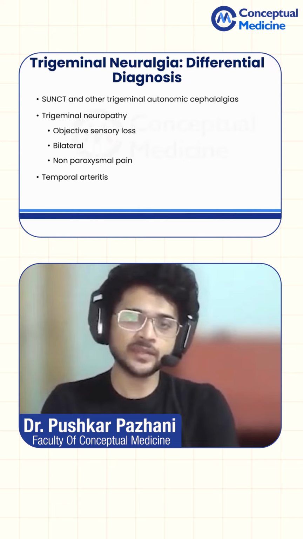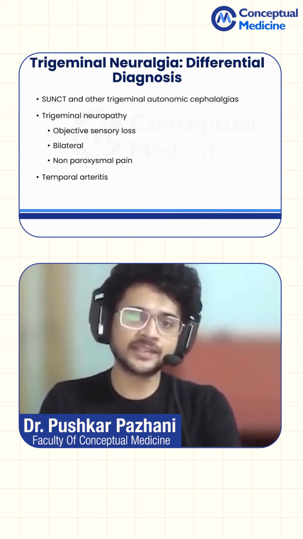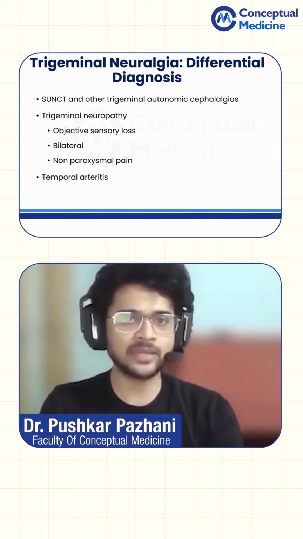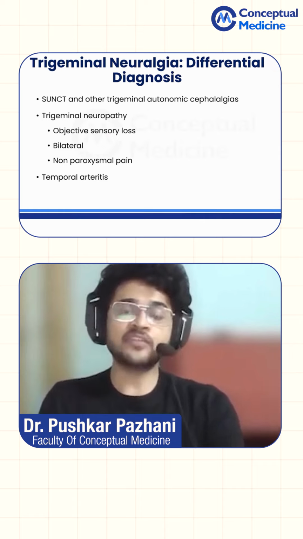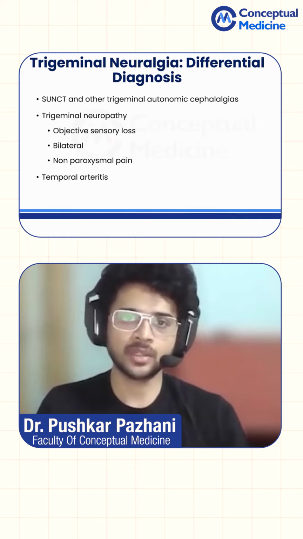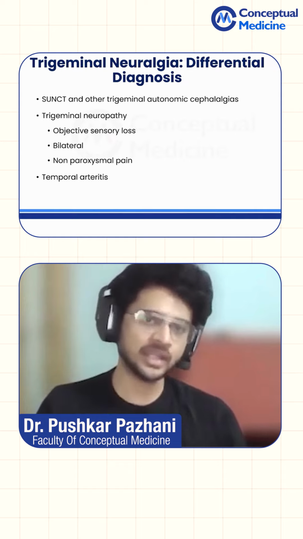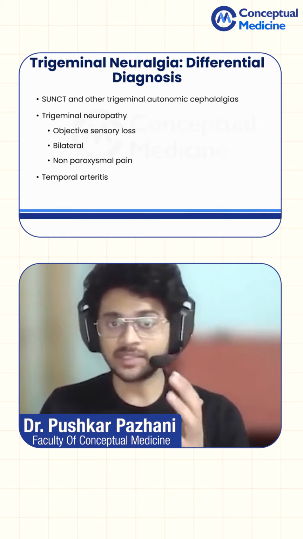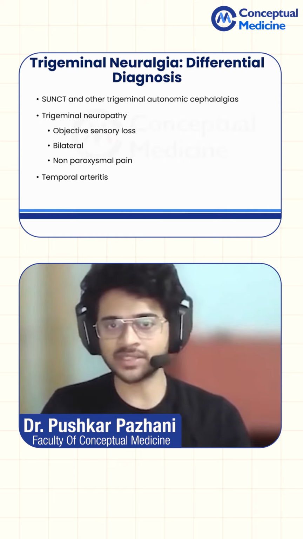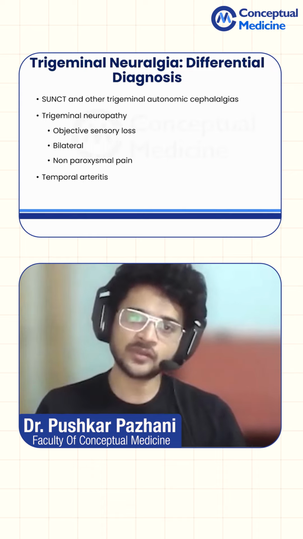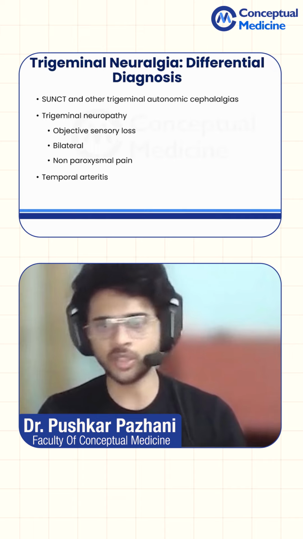I already mentioned, when you have an objective sensory loss or a negative sensory symptom over the face, that itself says that you might be dealing with a trigeminal neuropathy. Second, usually trigeminal neuralgia is unilateral, but if it is bilateral, you have to suspect a secondary cause. Usually trigeminal neuralgia is a disease of the elderly, but if the patient is young, you have to suspect a secondary cause or a trigeminal neuropathy.